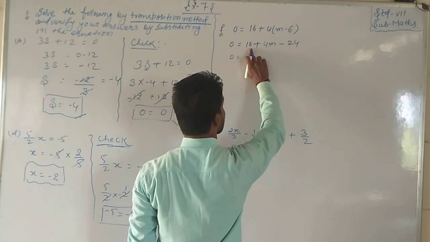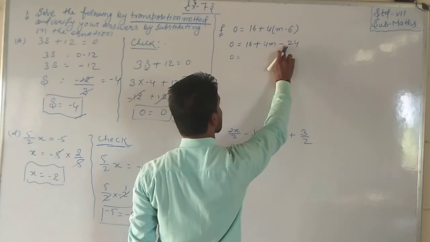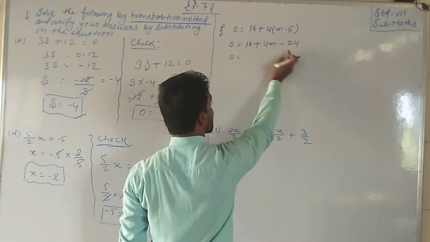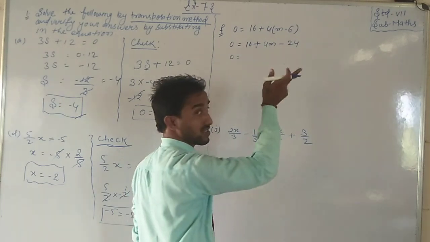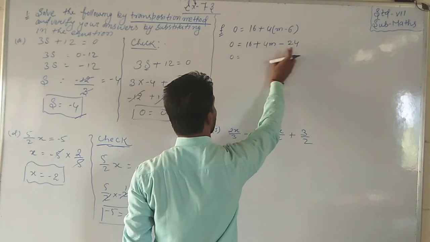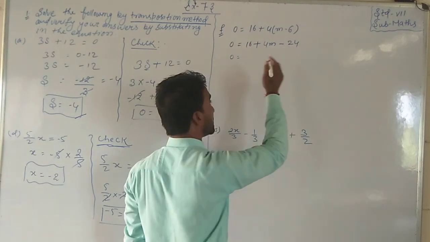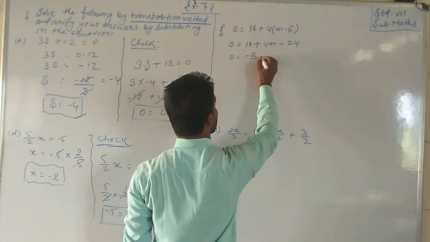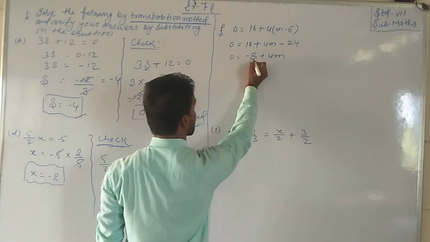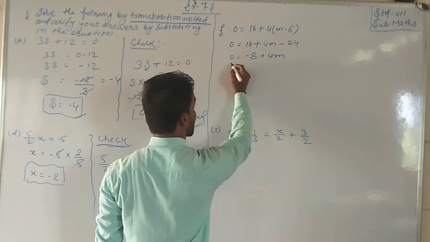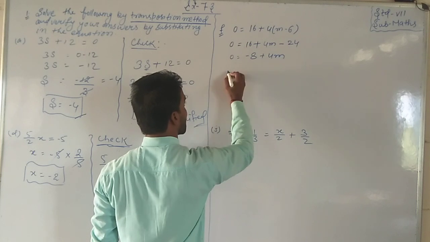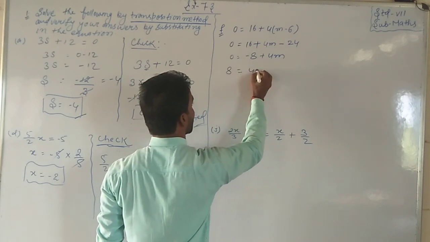16 is plus and 24 is minus. Both are constant values, so we can do plus or minus. Minus plus minus. When 16 is subtracted from minus 24, what will be the resultant? The resultant will be minus 8 plus 4m. Okay students? Now this constant value will be transferred to this side. This is negative, so it will be plus 8 is equal to 4m.